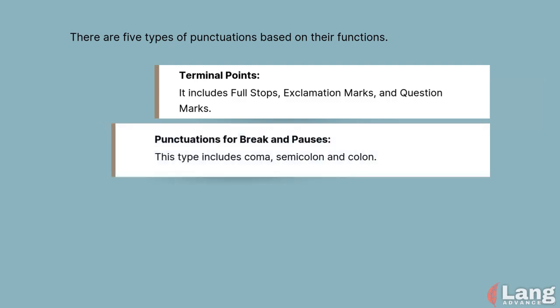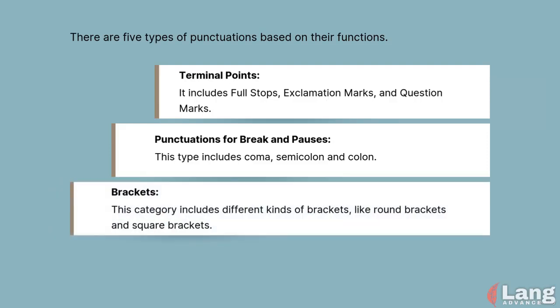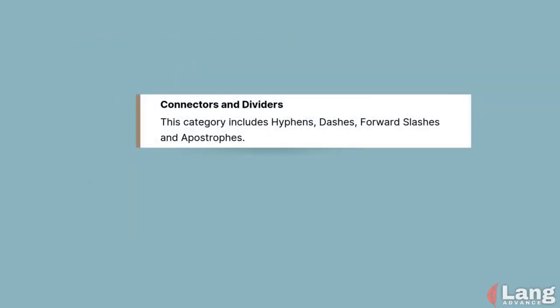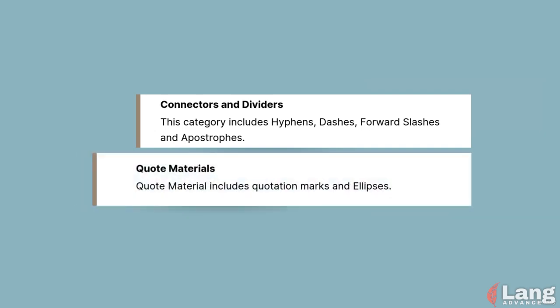Punctuation for breaks and pauses. This type includes comma, semicolon, and colon. Brackets. This category includes different kinds of brackets like round brackets and square brackets. Connectors and dividers. This category includes hyphens, dashes, forward slashes, and apostrophes. Quote materials. Quote material includes question marks and ellipses.